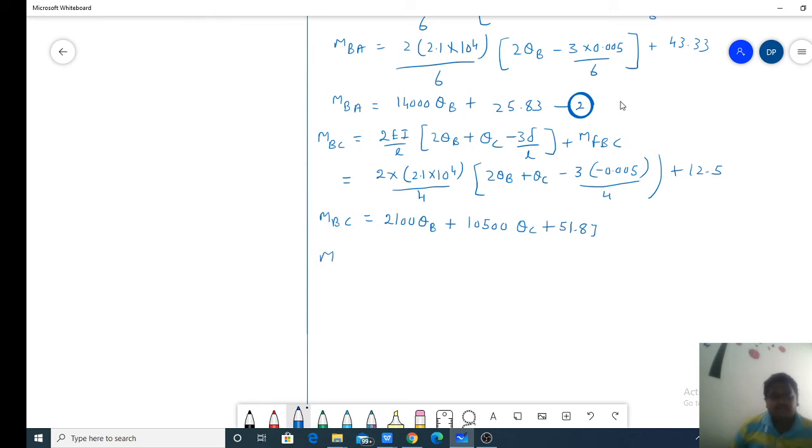Now similarly you need to solve for MCB. Once again for CB also delta will be negative only, so if you solve, that will be 2100 theta C plus 10,500 theta B plus, once again, 51.87. This will be my equation 3, this will be my equation 4, right?